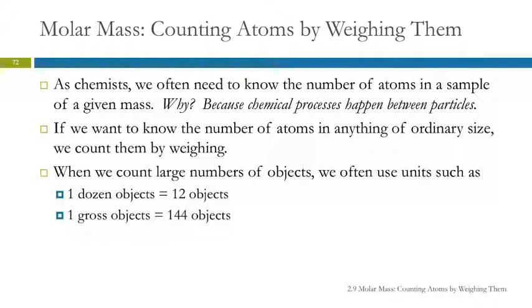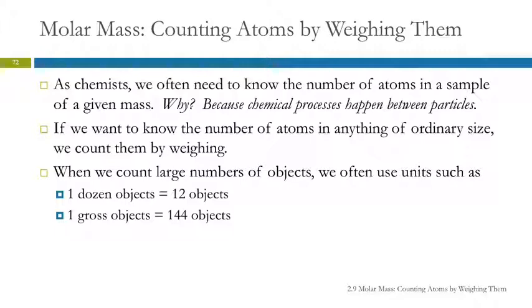Does it matter what the objects are? No, a dozen just means 12. You can have a dozen donuts, you can have a dozen eggs, you could have a dozen sandwiches, right? I don't know why I'm talking about food. I did eat. A dozen is 12. Gross is another unit. A gross of objects is 144. That's a weird number. It's a dozen dozens. That's where that came from.